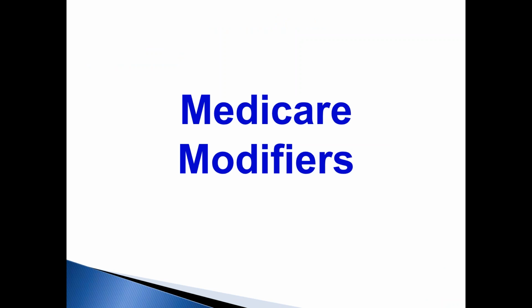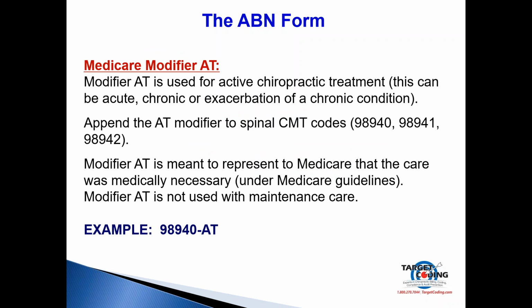Now let's touch on Medicare modifiers. Medicare modifier AT is used for active treatment. This could be acute, chronic, and exacerbation. You're going to use the AT modifier only on 3 codes, 98940, 41, and 42. The AT modifier is meant to represent to Medicare that the care was medically necessary. You would not use the AT modifier with maintenance care.